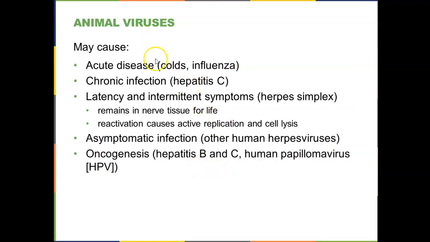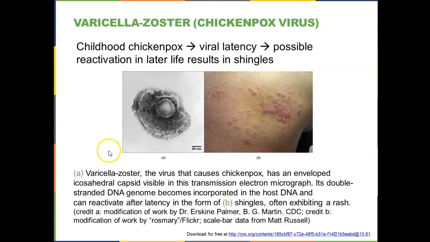So there's a bunch of different animal viruses. You don't need to memorize any particular ones right here, but there's plenty of them. We'll take a look at one interesting one here just to talk about some things that these viruses do. So as you see right here, varicella zoster is the virus that causes chickenpox. It's enveloped, right? So it's got a membrane surrounding an icosahedral capsid, and it's going to have DNA.